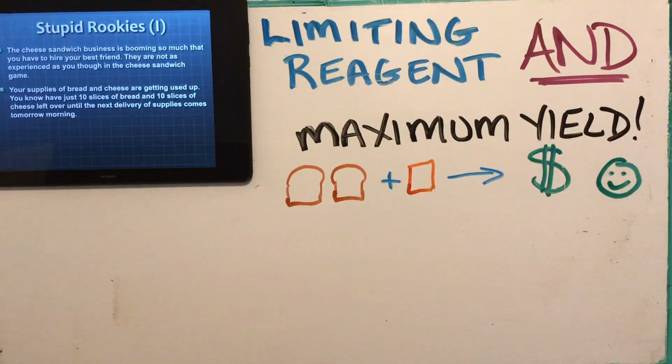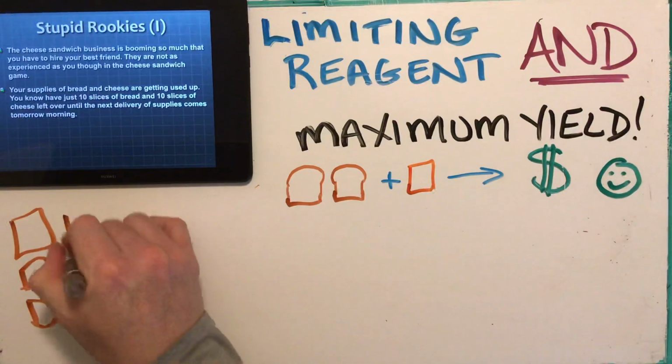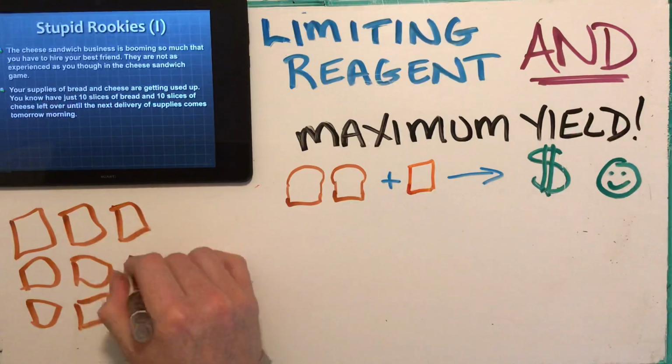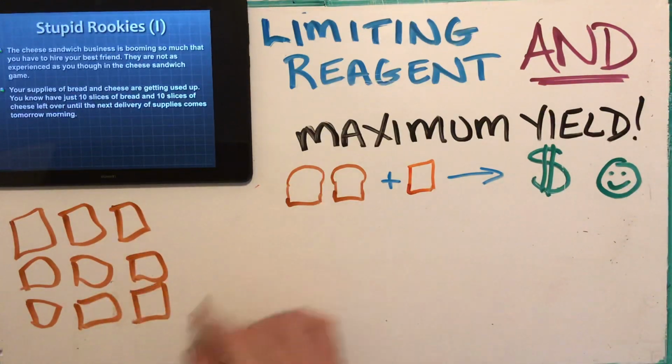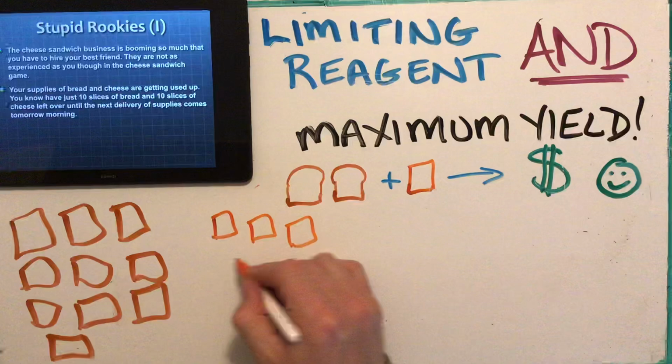They're a rookie. Your supplies of bread and cheese are getting used up because more and more sandwiches are going out the door. And at the end of the day, right, you end up with 10 slices of bread. I know I'm not drawing these nearly as nice as my original breads, but you get them. So I got 10 slices of bread and I've got 10 slices of cheese.